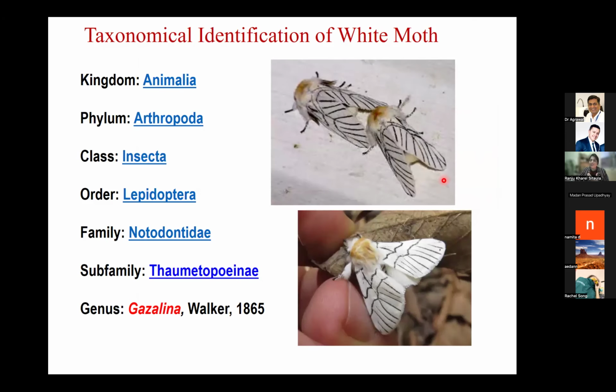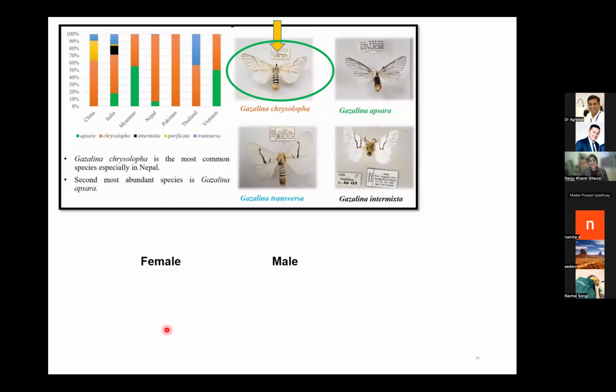So we needed to know the name of this moth and its taxonomical identification, and then we found that these are moths which belong to the family Notodontidae, and these moths are Gazalina moths. So then we further studied its species, and we found that there are four variants of Gazalina: Chrysolopha, Apsara, Transversa, and Intermixa. The ones that are predominantly found in Nepal are Gazalina chrysolopha. This Gazalina chrysolopha is found in Pakistan, England, and some other parts also.